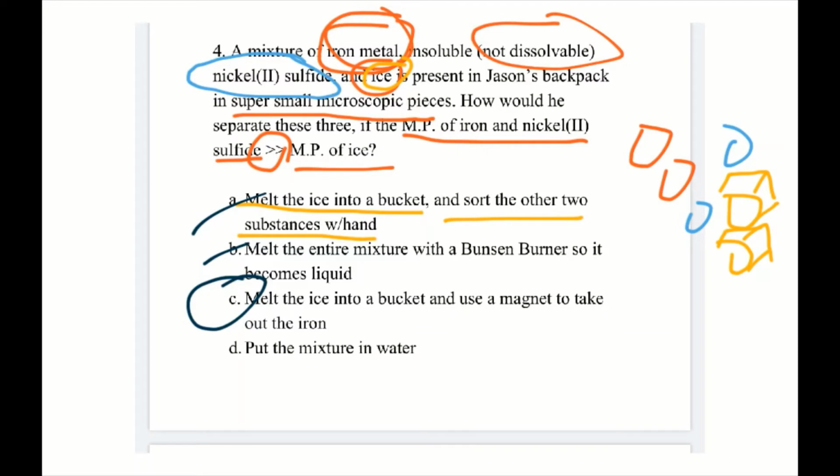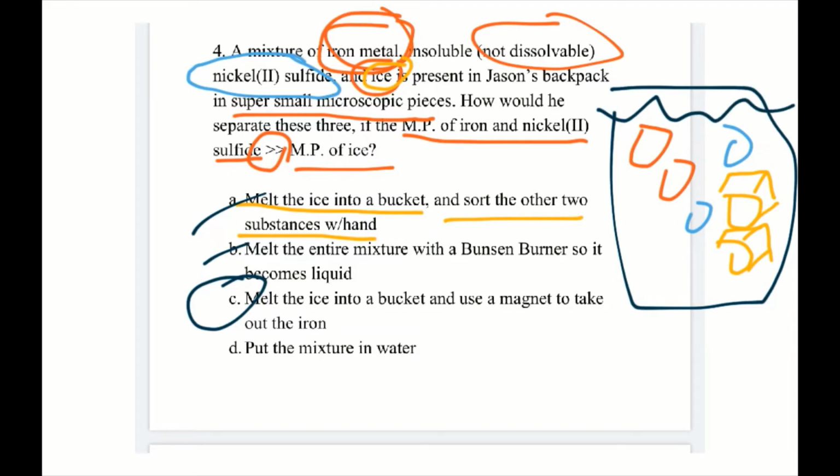Now let's look at D, just for the sake of learning. So put the mixture in water. Well, if we put the mixture in water, like let's just say this got submerged in water, the ice will melt in water, because if you put ice in water, it will melt over time because of the temperature outside. But we are left with some iron metal and some nickel 2 sulfide.